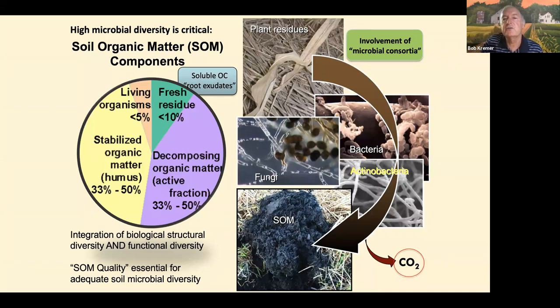So this is where this redundancy comes in. We have many microbes that can do these, but different microbes are involved at different steps, beginning with the plant residues. Remember, the lignin breakdown takes fungi. Later on, cellulose is broken down by bacteria and other fungi. And it goes on down to preparing the soil organic matter. So this is what we call the involvement of microbial consortia. In other words, many different groups that are working together to achieve the final product of a particular process.